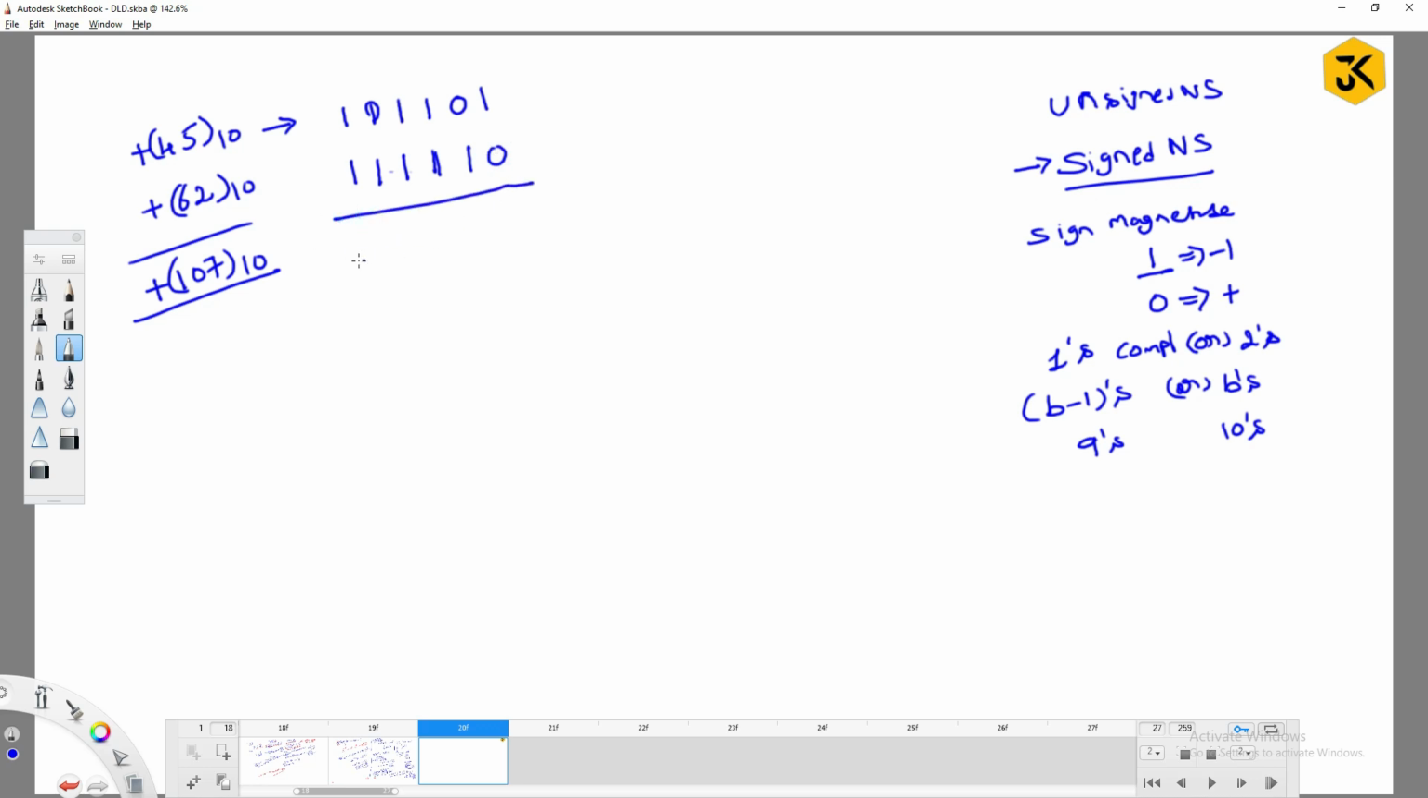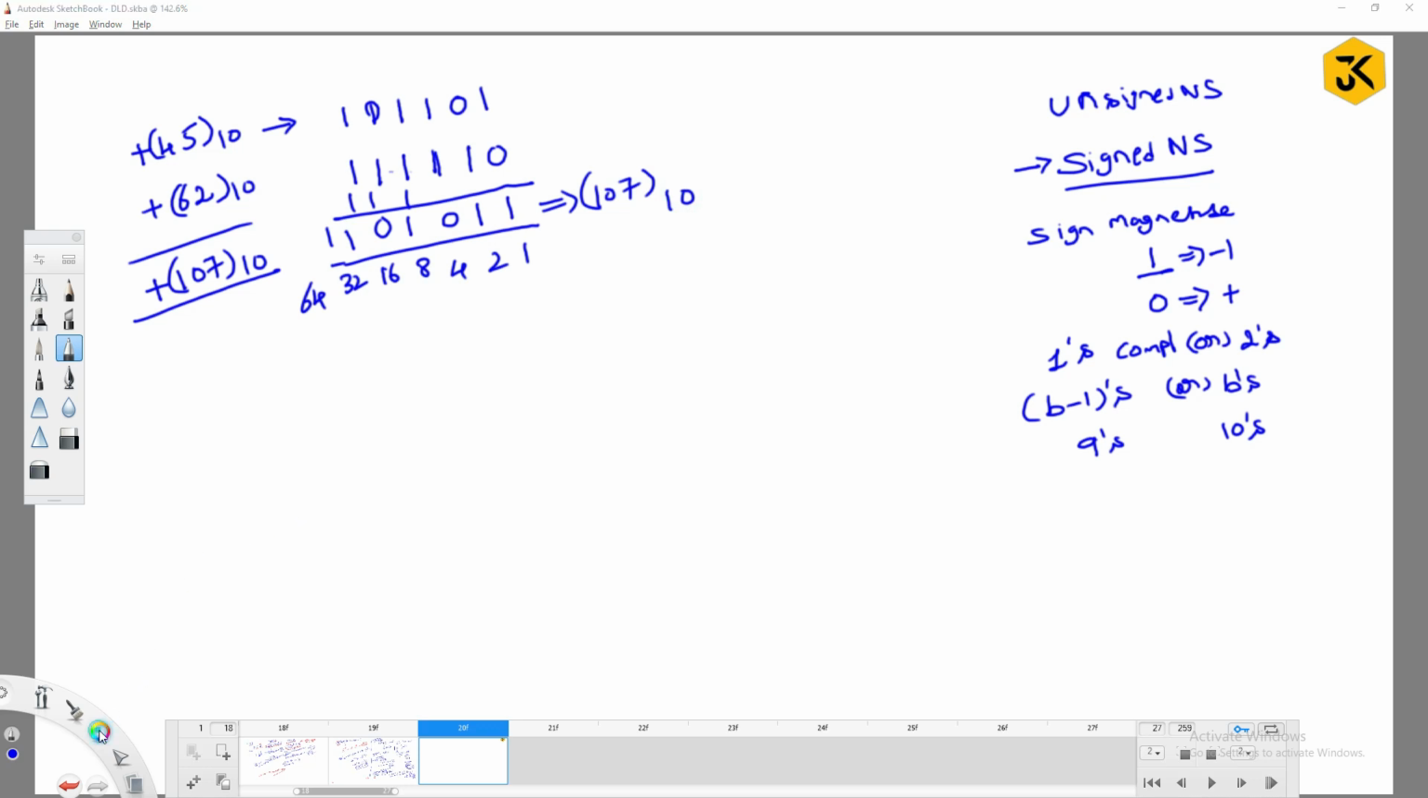If you are going to add these two numbers, what is the result you are going to get? 1 plus 1 is 10. What is triple 1? 1 plus 1 is 10, plus 1 is 1, 1. Double 1 is 10, right? So what is the total number? Last is 1, 1. Right? What is the total number? It is equal to 1, 2, 4, 8, 16, 32, 64. 64 plus 32 and so on. If you calculate, you are going to get 107 base 10.